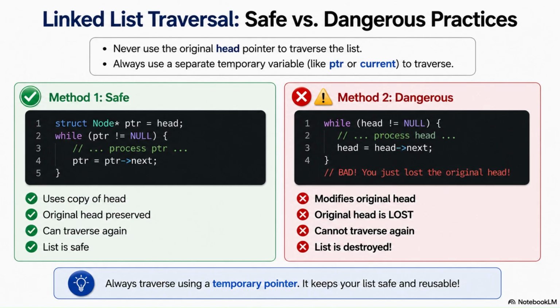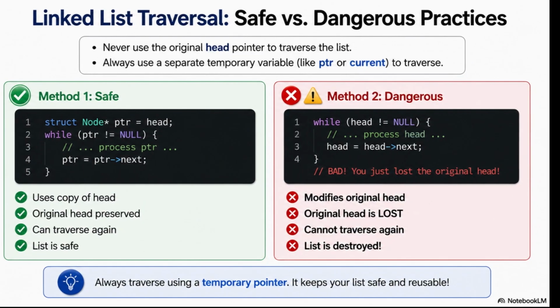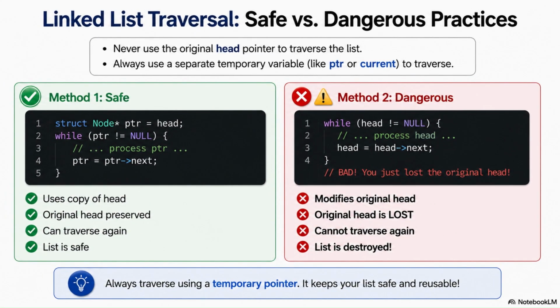Now, you might have noticed that in literally every function so far, we never actually use the head pointer to run our while loops. We always make a temporary variable like PTR or current. Why do we do that? Well, because the head pointer is essentially the only tether tying your program to your data in memory. If you lose the head, you completely lose the entire list. Making a temporary copy allows you to safely walk through the list while the original head stays securely anchored at the front. Let's contrast these two methods directly, because it's a big deal.